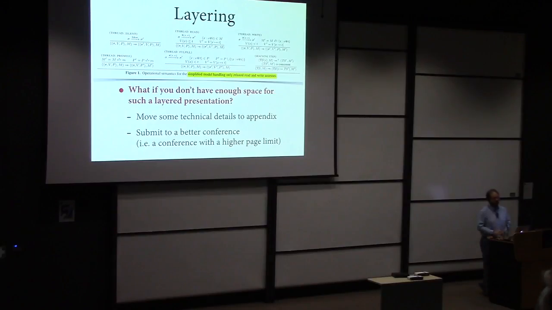Well, I would say there's two things you can do. One is move some technical details to an appendix. Don't think you have to present all the technical details of your paper in the paper. It's fine to move some really detailed things to an appendix, and someone who really wants to understand them will read that.